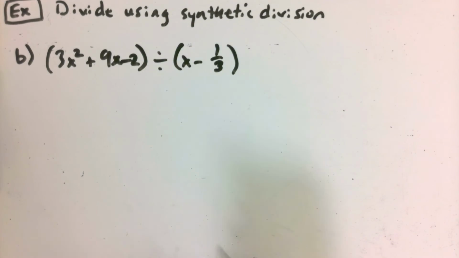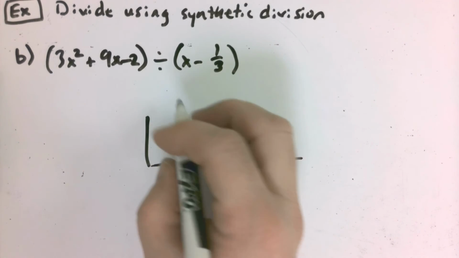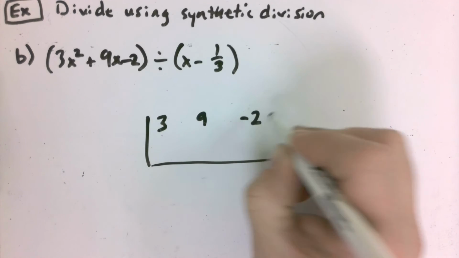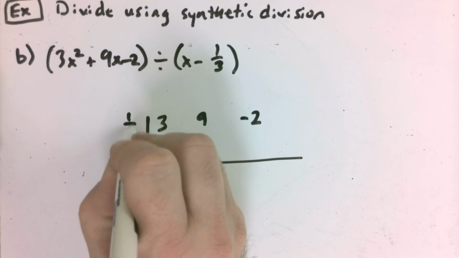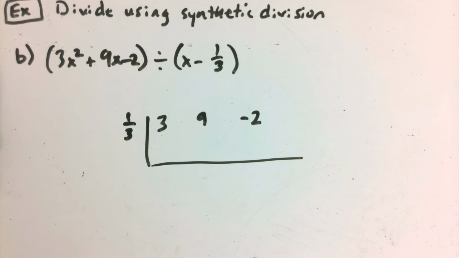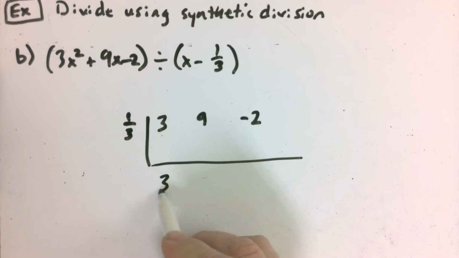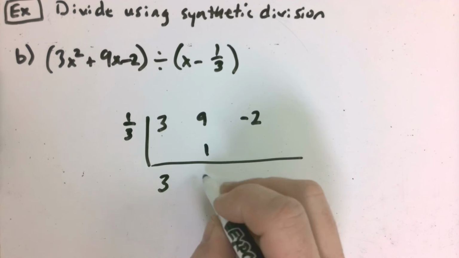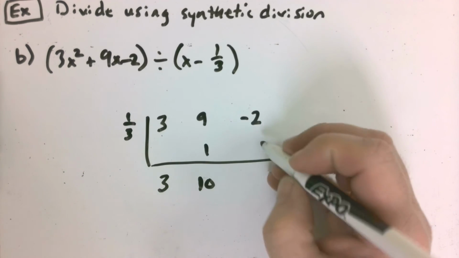So I'll set up my synthetic division. I'm not missing any terms this time, so I won't need any zeros in there. We have a 3x squared, and then our x term, and then our constant. And out in front we have x minus 1/3. If you set that equal to 0 and solve, you would get 1/3 for that value in the front. In your first step, 3 plus nothing is 3. Then 3 times 1/3 is 1. 9 plus 1 is 10. 10 times 1/3 is 10/3.